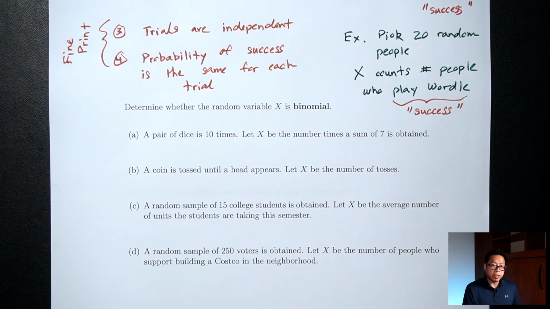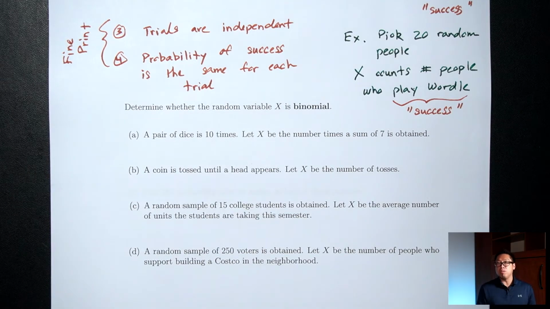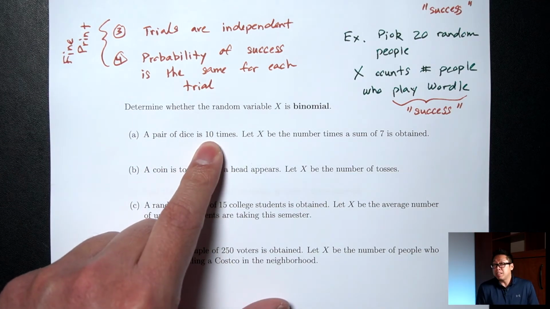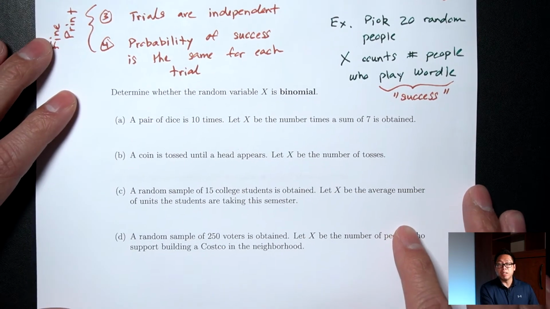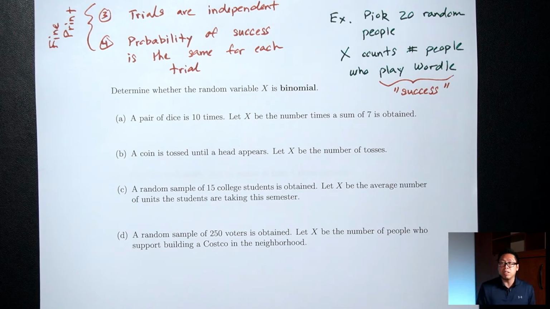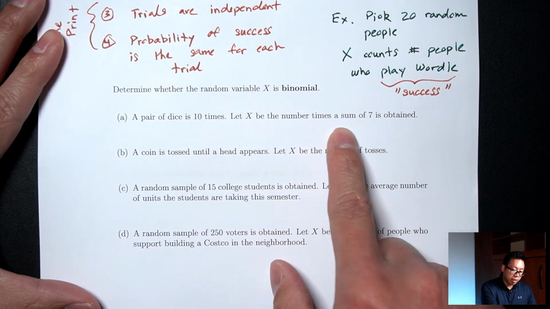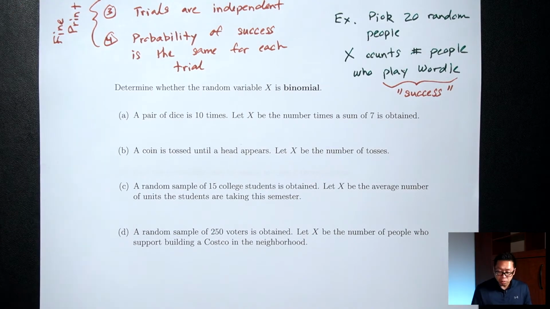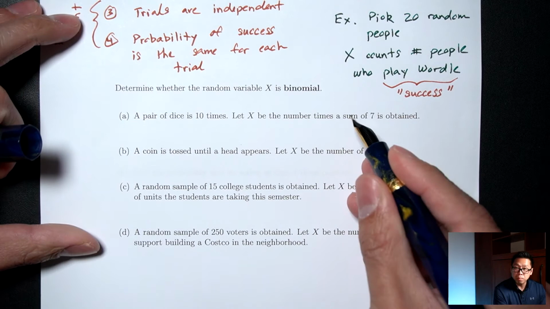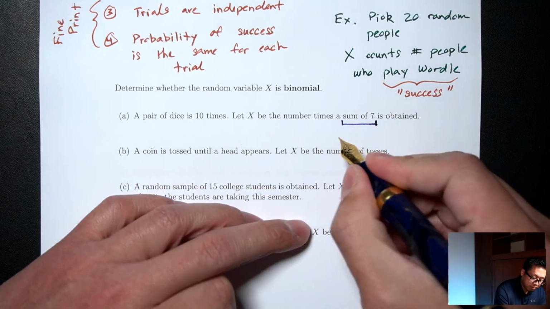Part A, that should say a pair of dice is rolled 10 times. So the random process we're talking about here is rolling dice. Are we doing it a fixed number of times? Yes, we're doing it 10 times, okay? So the fixed number of trials is good. Are we counting the number of successes? So in other words, are we counting the number of times that a special event is happening? So X is counting the number of times that a sum of 7 is obtained. So yes, we are counting the number of times that a special event is happening. And that special event is the sum being 7. So sum being 7 is our quote-unquote success.